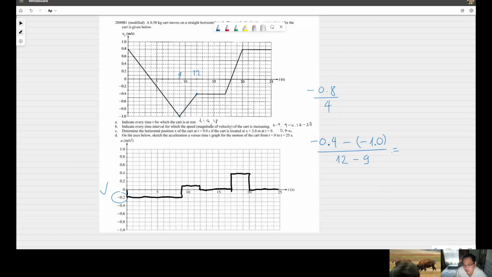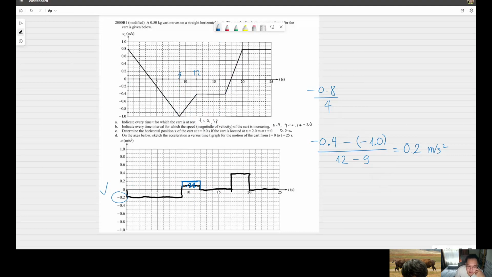Okay, so the acceleration in this part, you can see they are symmetric, the same slope, but one is positive and the other is negative. So the acceleration for the second part here is actually 0.2, not 0.1. Yes, 0.2 meter per second square. So you need to draw it up here. 0.2. Yes. Not this one.